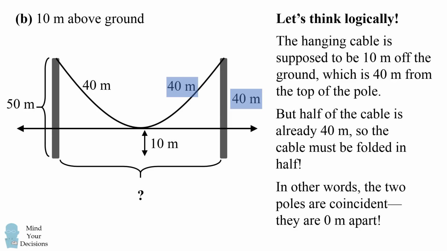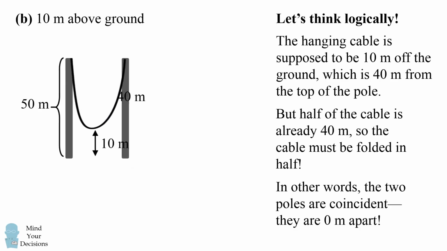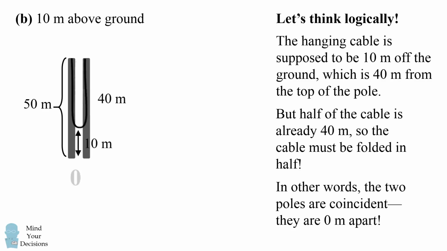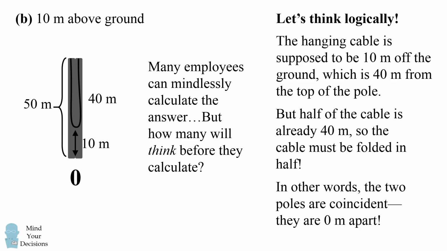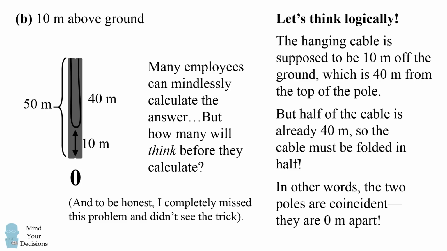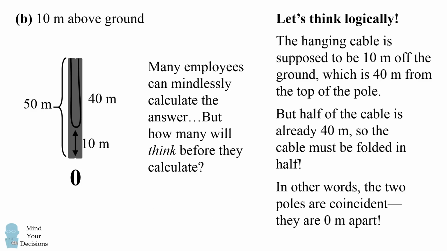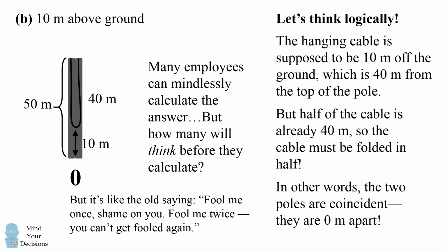So our diagram is actually going to look like the following. We don't actually have a hanging cable between two poles. We actually have this cable going directly down from the two poles because they are exactly at the same spot. No equations required. Many employees can mindlessly calculate the answer, but how many will think before they calculate? And to be honest, I completely missed this problem because I didn't see the trick. But I like to make videos about these problems because it's like the old saying goes, fool me once, shame on you. Fool me twice, you can't get fooled again.